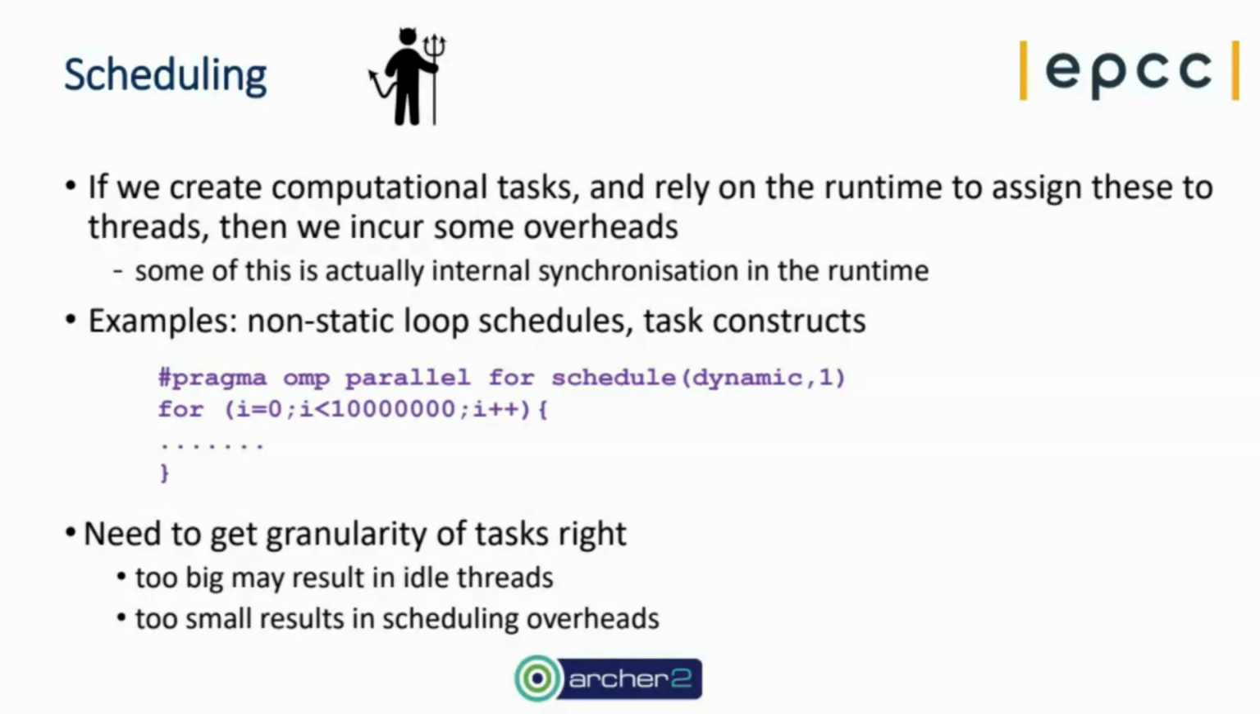Okay, so the next possible cause of overhead is scheduling. If we program in a way where we're creating computational tasks and then relying on the runtime to assign those to threads in some way, then we're going to incur some overheads. And some of that may actually be the internal synchronization inside the runtime. There's a slight blurring here, to be honest, as to whether the runtime is executing some code, but it's also having to synchronize threads internally as well.